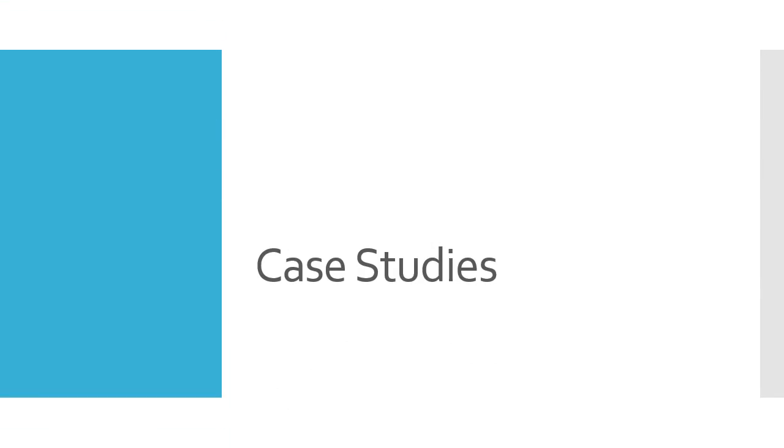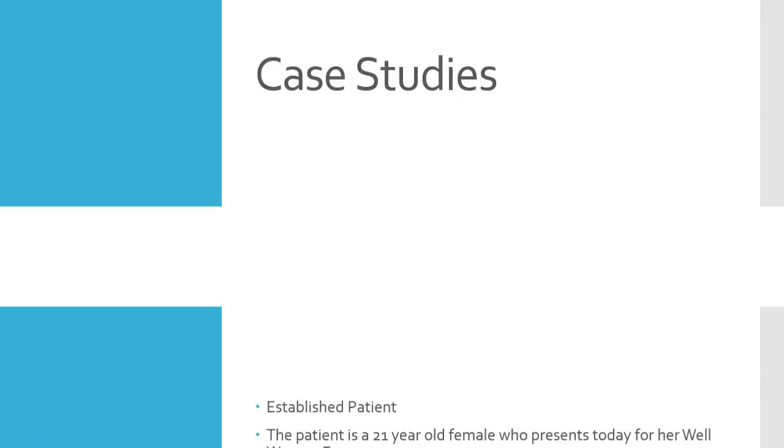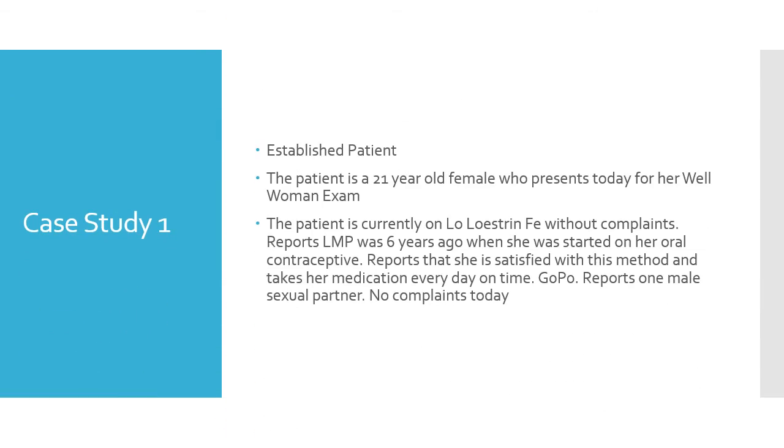Now we will test your knowledge with several case studies. You have a 21-year-old female who presents for her well woman exam. She is currently on Loestrin Fe without complaints. Her last menstrual period was 6 years ago when she started her oral contraceptive. She is satisfied with this contraceptive method and has no complaints. She's a G0, P0 and reports one male partner. No complaints.